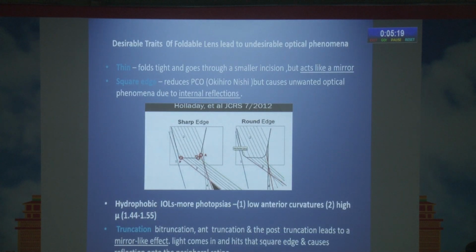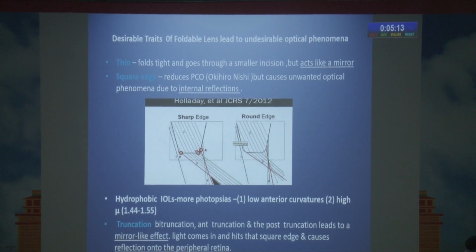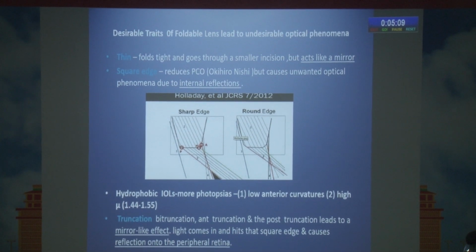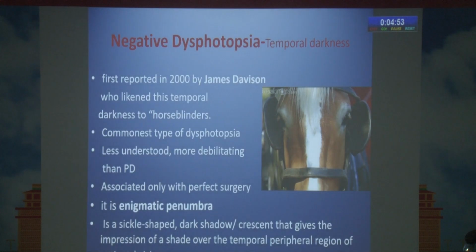We wanted some desirable traits in foldable lenses that have led to undesirable optical phenomena. We wanted thin lenses to go through a small incision, but it acts like a mirror. We wanted square edges to decrease PCO, but it causes internal reflections. We want hydrophobic IOLs because they cause less PCO, but because of low anterior curvature and high refractive index, they cause these optical phenomena. Truncation, bitruncation, all lead to a mirror-like effect.